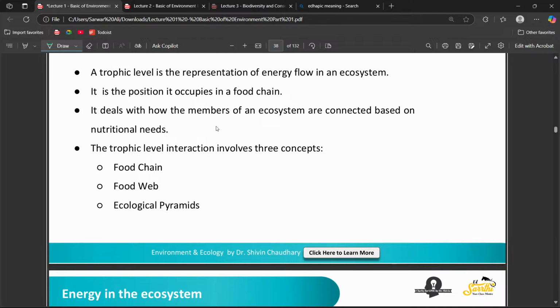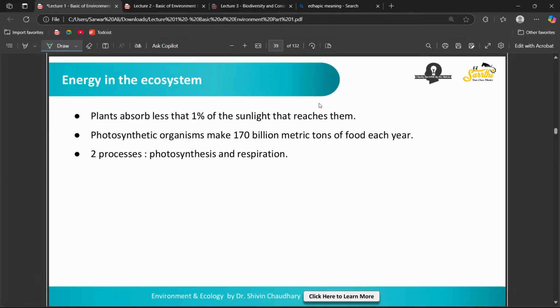Right. We move on to trophic levels. A trophic level is a representation of energy flow in a system, right? It is also the position an organism occupies in a food chain. Trophic level interactions involve three concepts: food chain, food web, and ecological pyramids. It deals with how members of an ecosystem are connected based on nutritional needs. So, energy in an ecosystem. Plants absorb only 1% of all sunlight that they receive. Photosynthetic organisms make 170 billion metric tons of food each year. Alright, there are two processes: photosynthesis and respiration.